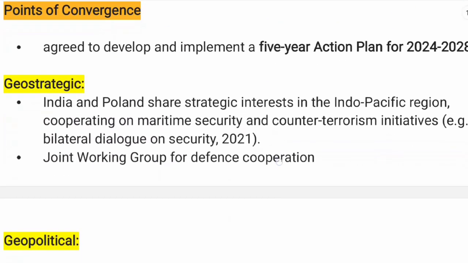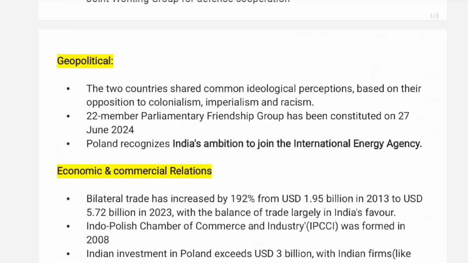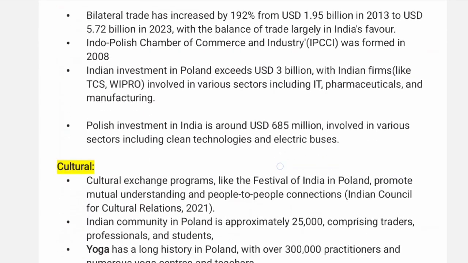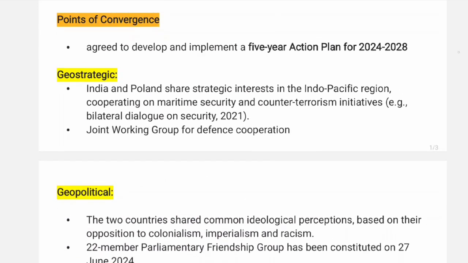The point of convergence, we will cover this point of convergence in 5 broad dimensions, that is geostrategic, geopolitical, economic and commercial relation, cultural and developmental. Starting from geostrategic. See, you can start like the point of convergence. In the current meeting, both countries have decided that they will develop and implement 5-year action plan for 2024 to 28 to cover wide range of convergence, economic, trade, as well as the cultural and developmental partnership.